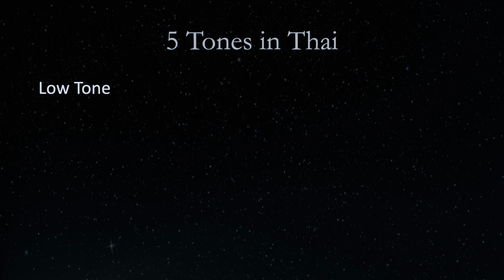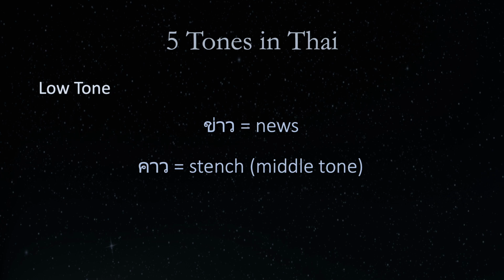We can now look at the low tone. In the low tone, the pitch of your voice is lower than the middle tone. For example, khao, meaning news, is in the low tone. Khao. Khao in the low tone is lower than khao, which is in the middle tone and means stench. Here again, you can use 2-syllable words with both tones to help you differentiate the low from the middle tone.